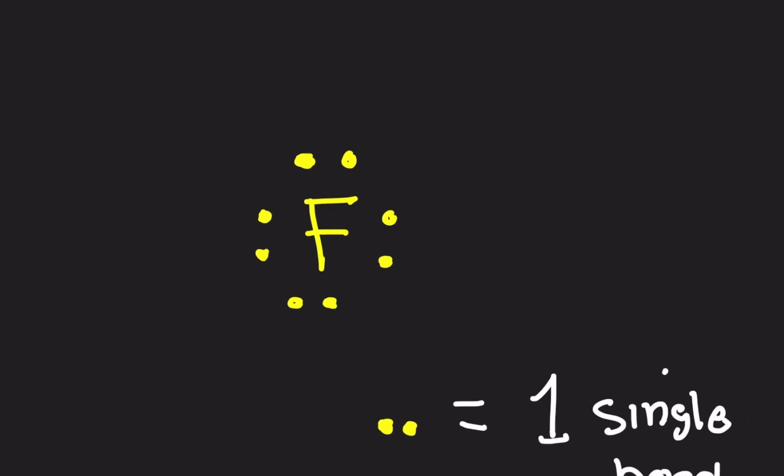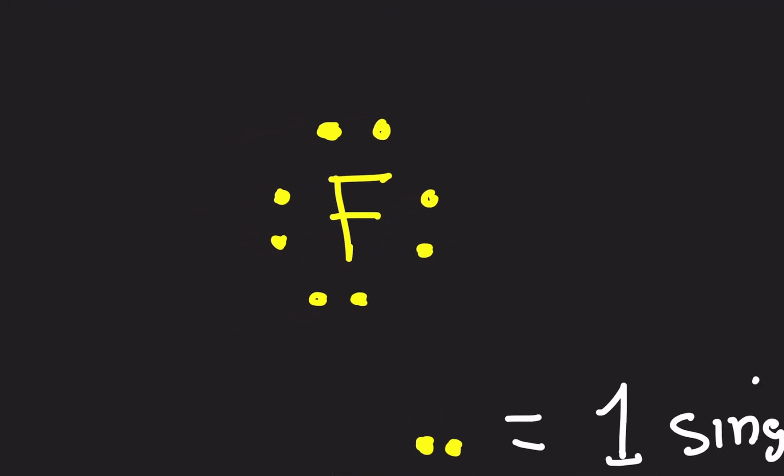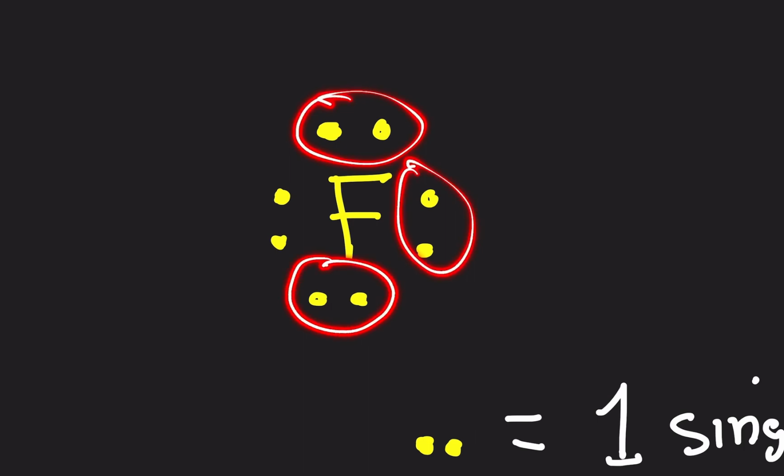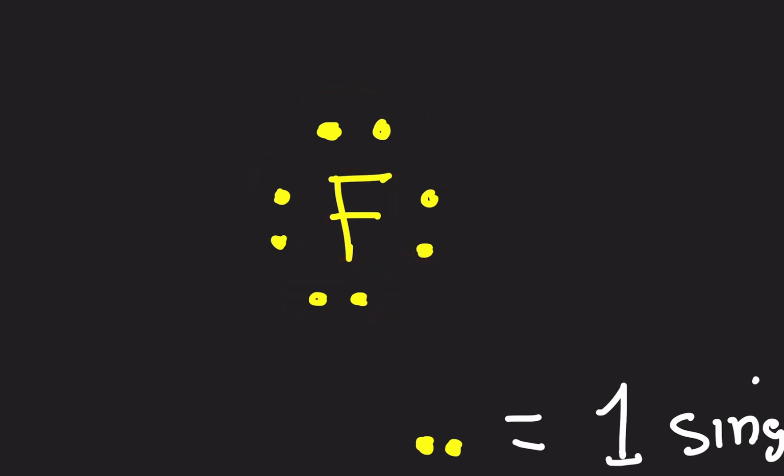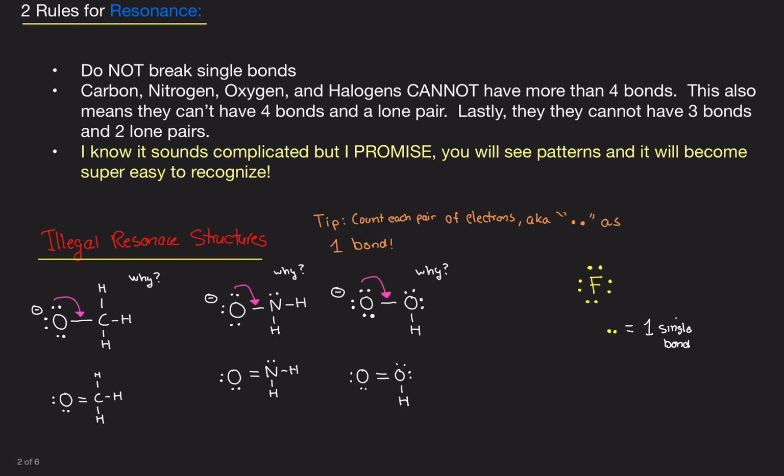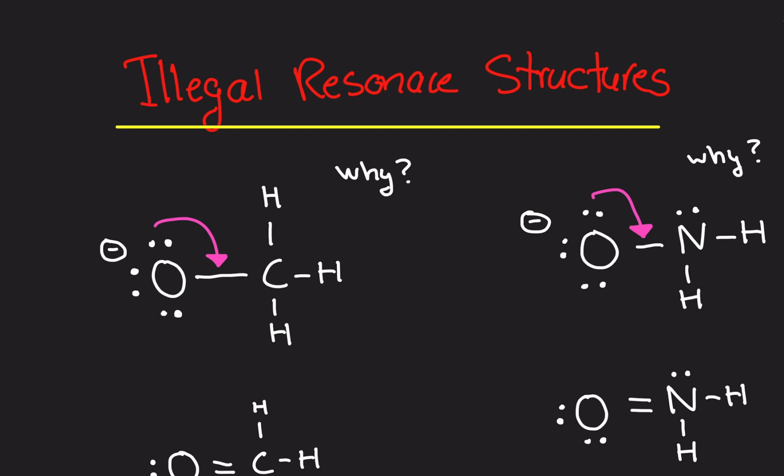So look at fluorine here. I drew up fluorine here. We have 1 pair, 2 pairs, 3 pairs, and 4 pairs of electrons. So think about this as 4 bonds. Even though they're not bonds, just think about it as bonds. It's going to help you. So I think the best thing to do is not to start out with what proper resonance structures look like, but let's talk about improper resonance structures or illegal resonance structures.